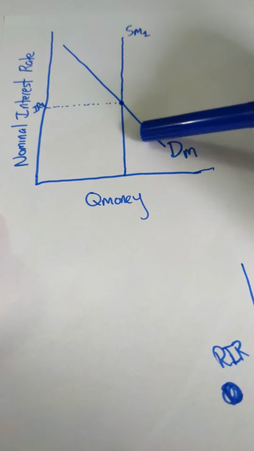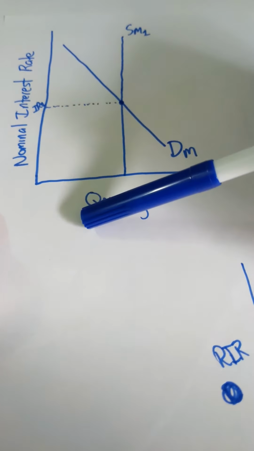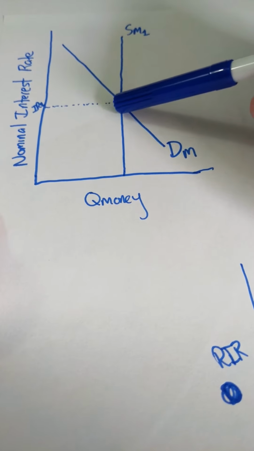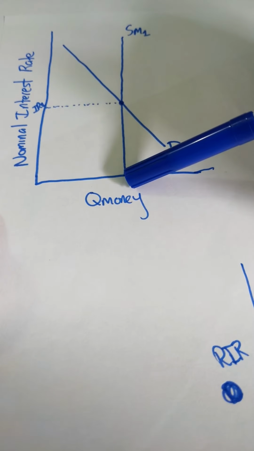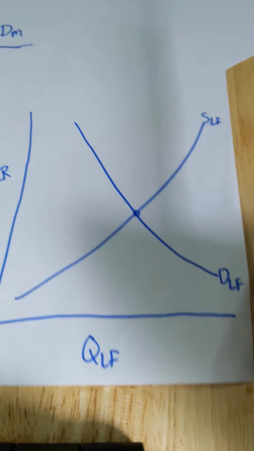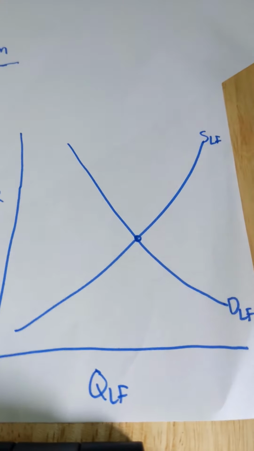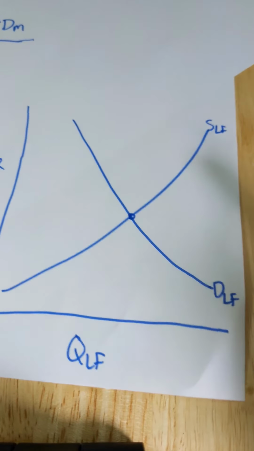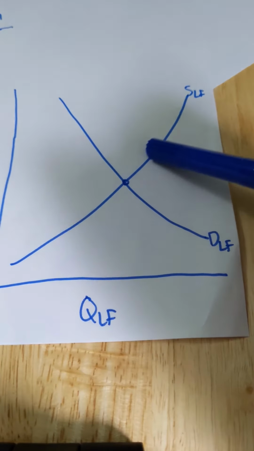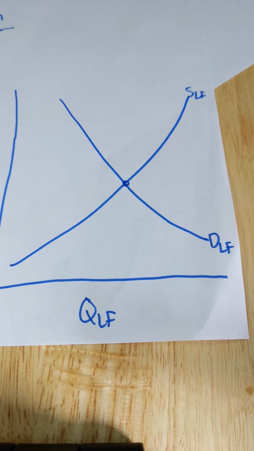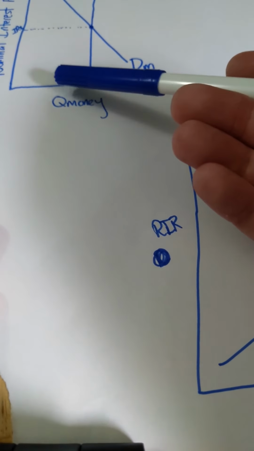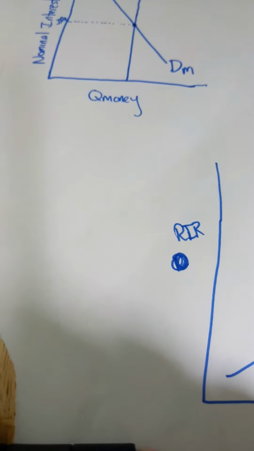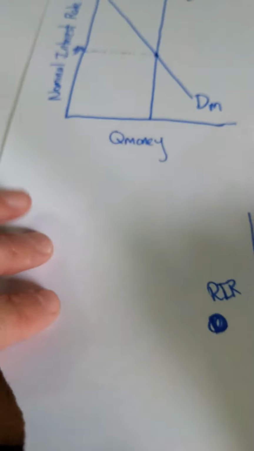So here we have a money market graph, where we have quantity of money, nominal interest rate, supply of money, demand for money. And this would be the equilibrium nominal interest rate. Note that the supply of money is vertical. If you look at the loanable funds graph, which we've done, that is real interest rate, quantity of loanable funds, and the supply is upward sloping. We'll get to why that is in a second, but they are different graphs. So when you are asked to do the money market graph, make sure you do that one. Okay, so let's construct it.